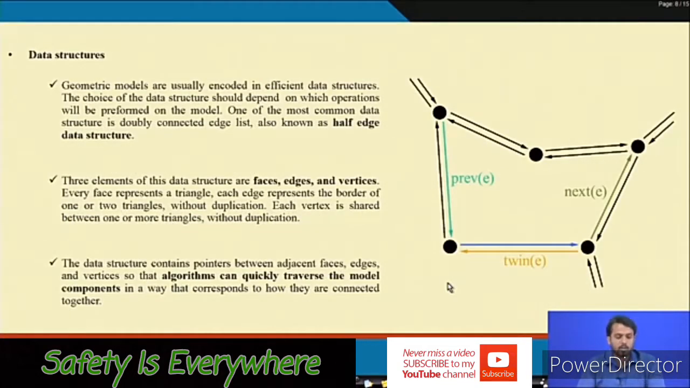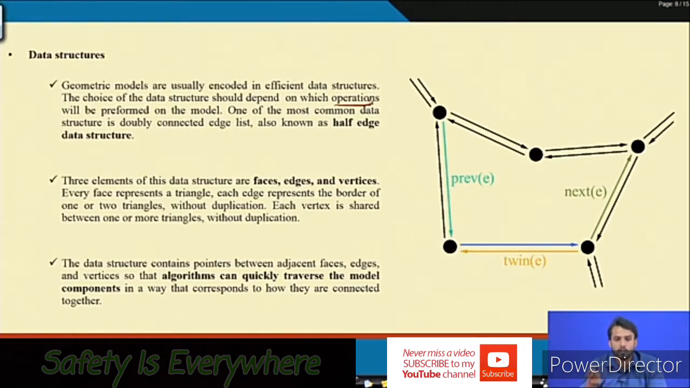So for the development of 3D models, what is the data structure that needs to be known? First, geometric models are usually encoded in an efficient data structure. That means the choice of data structure should depend on which operation is to be performed on the model. This operation stands for maybe the movement of 3D models, or the scaling of 3D models, or the rotation of 3D models.